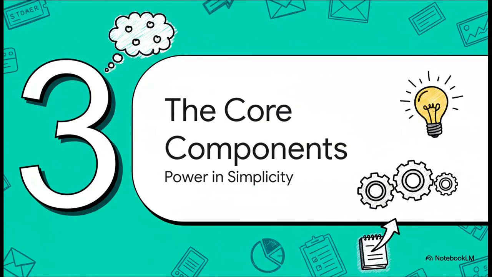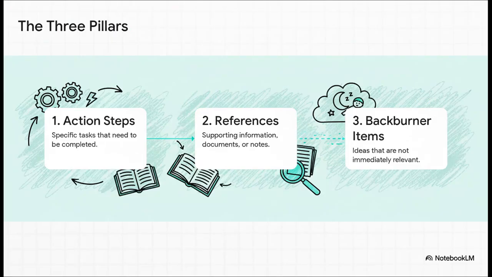So how does it actually work? Well, the beauty of it is in its simplicity. Let's break down the 3 core pieces that make this whole thing so incredibly effective. Believe it or not, every project, every meeting, basically everything you work on gets organized into just 3 buckets. That's it. You've got action steps, you've got references, and you've got back burner items. This simple structure is the whole secret.